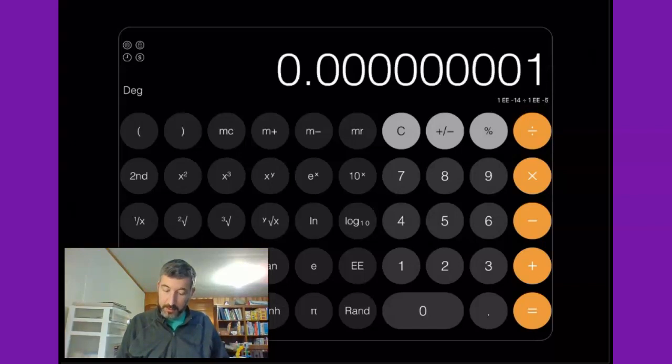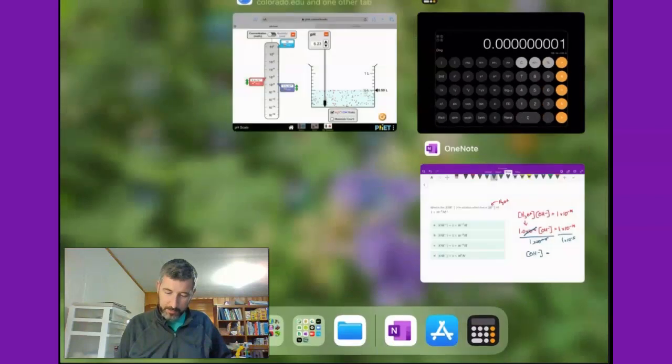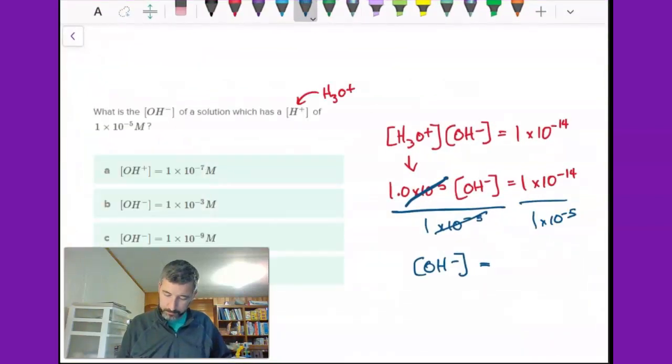And we get, if I count over here, 1, 2, 3, 4, 5, 6, 7, 8, 9. So this looks like 1 times 10 to the negative 9. And let's see if that was one of our answer choices. So 1 times 10 to the negative 9, and that is molar, and yes, that was answer choice C. Okay.